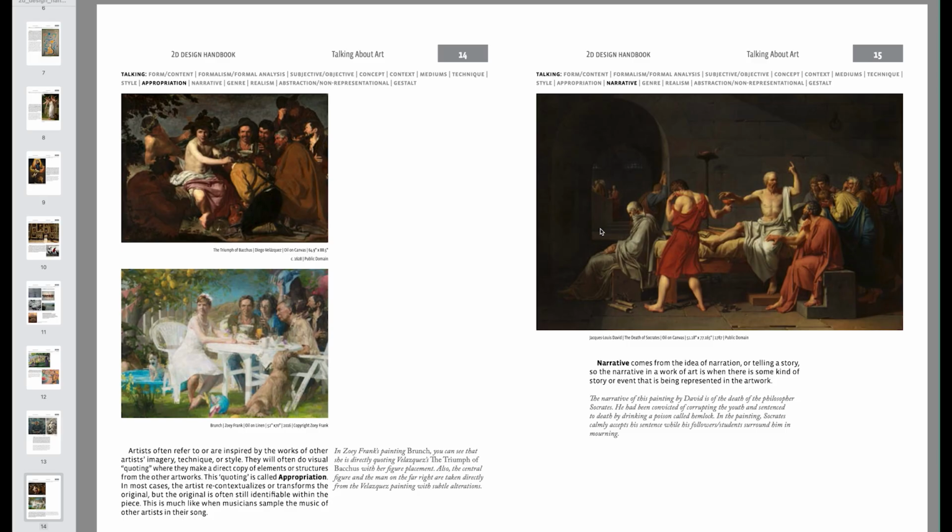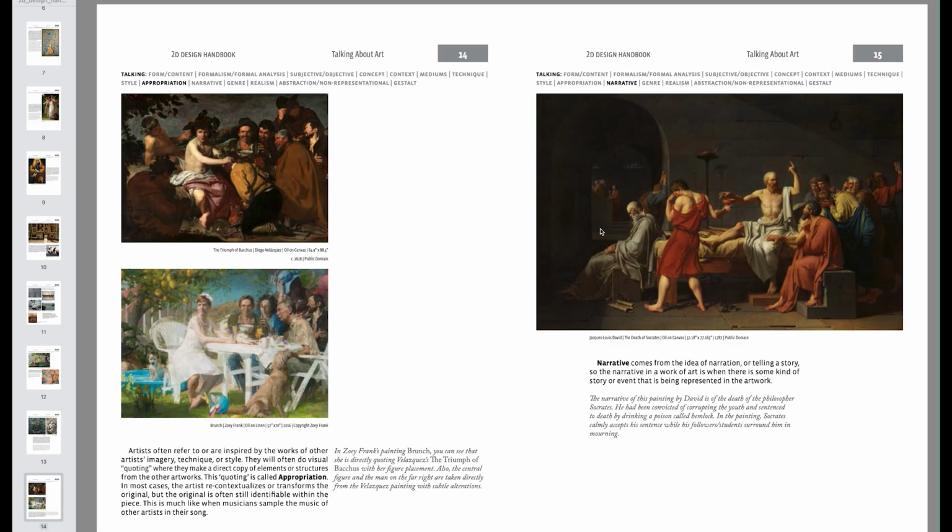Artists often refer to or are inspired by other artists' imagery, technique, or style. They will often do visual quoting, where they make a direct copy of elements or structures from the other artist's artwork. This quoting is called appropriation. In most cases, the artist recontextualizes or transforms the original, but the original is still often identifiable within the piece. It is much like when a musician or hip-hop artist samples the music of another artist in their song.